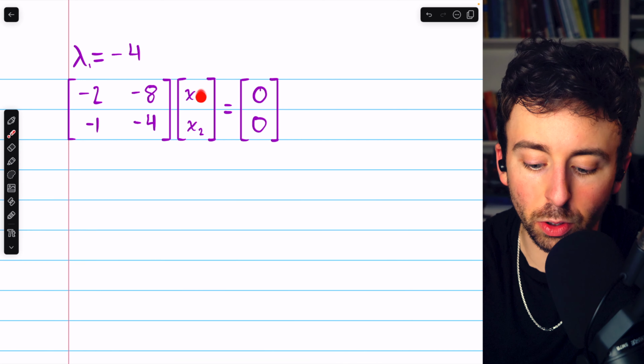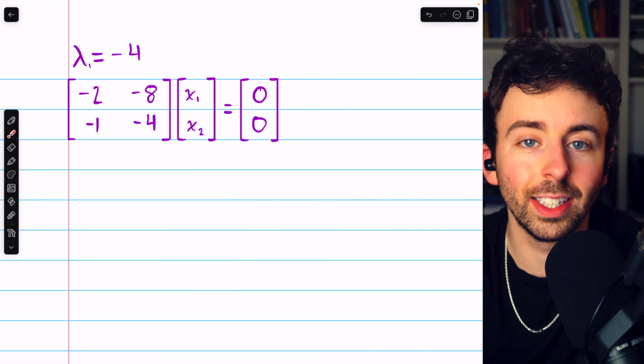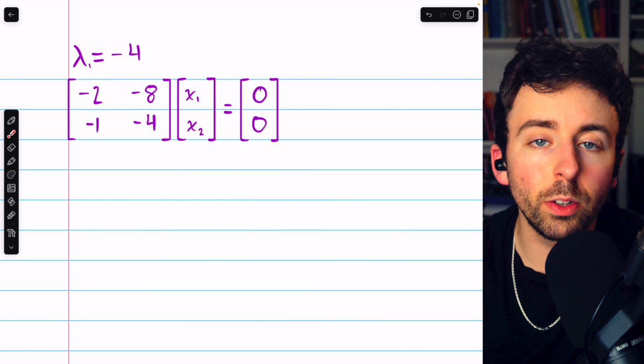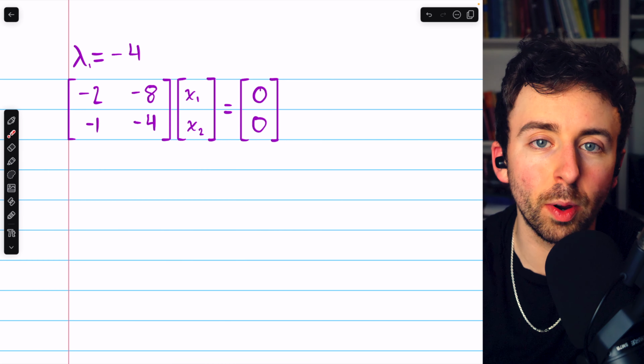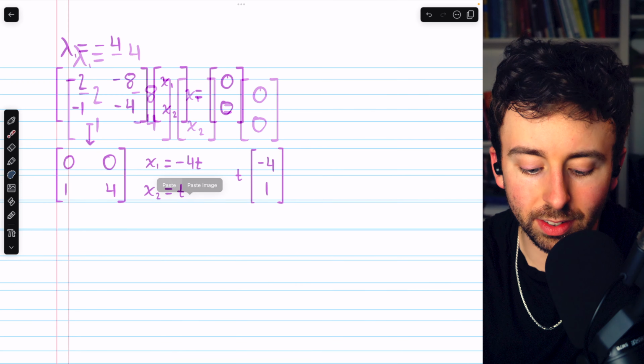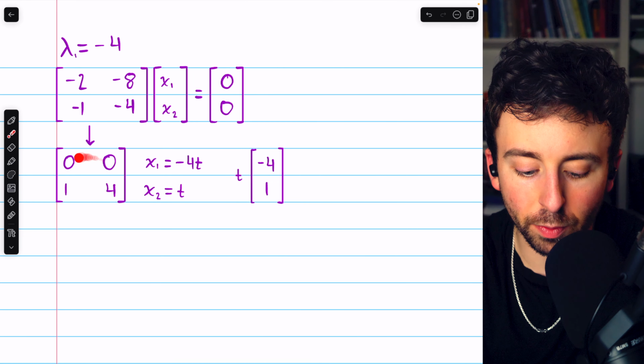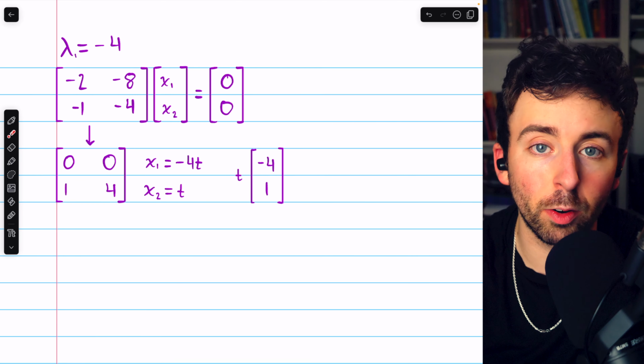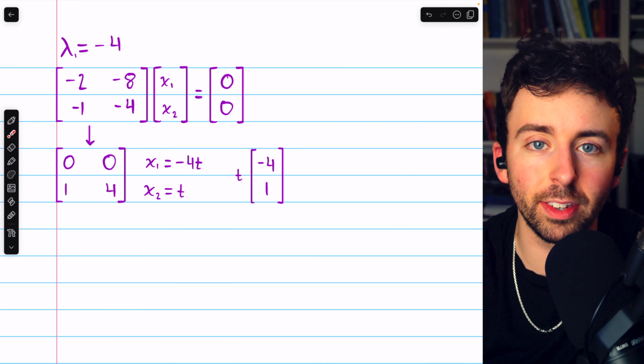So those are the solutions to this homogeneous linear system. To do this, we can use Gauss-Jordan elimination. Link in the description if you need to review that. You can verify that we would get this. This is practically reduced row echelon form. The order of the rows doesn't matter for our purpose. We can solve the system now.